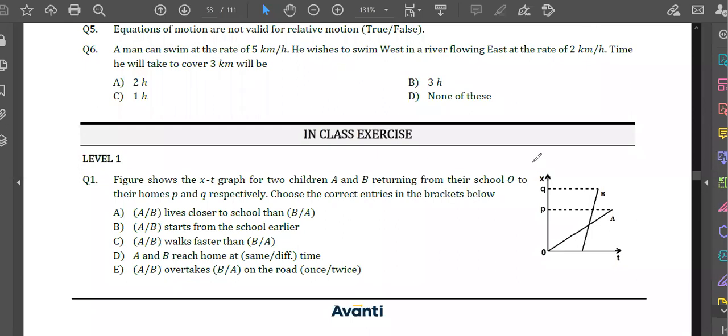Now we have an x-t curve, a graph between displacement and time. So we know that the slope of the x-t curve, the displacement-time graph, gives us what? Tell me. Slope of displacement-time graph gives us what?